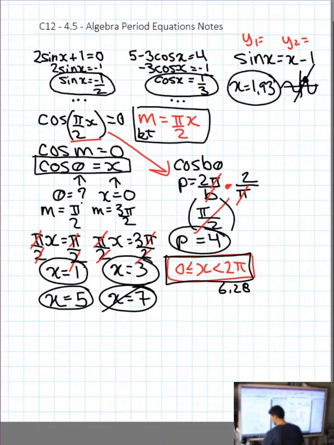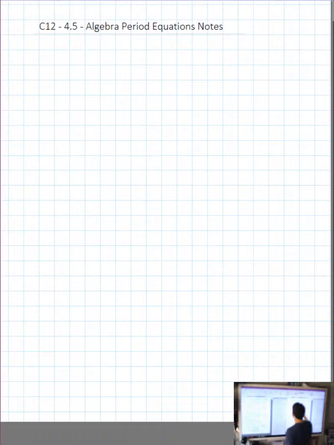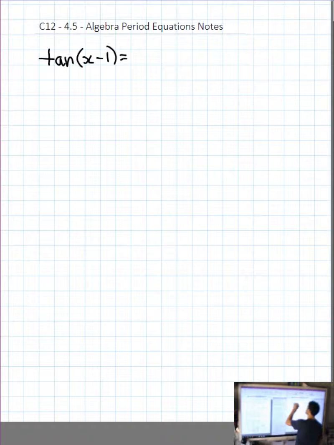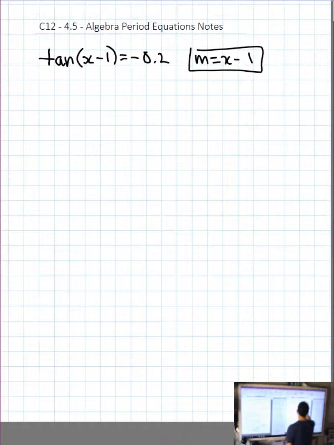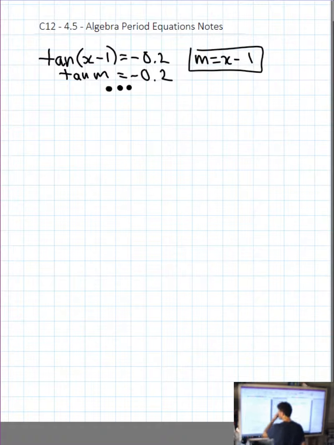You know what? Let's work it out. Okay, I said I wasn't going to, but let's do this. So, tan x minus 1 is equal to negative 0.2. So I know that I'm going to make m equal to x minus 1, and I'm going to put a box around that to remember to bring it back in later. And I'm going to say tan of m equals negative 0.2. And as you can see, there's a little ... below there, which means that you should be able to do this work.